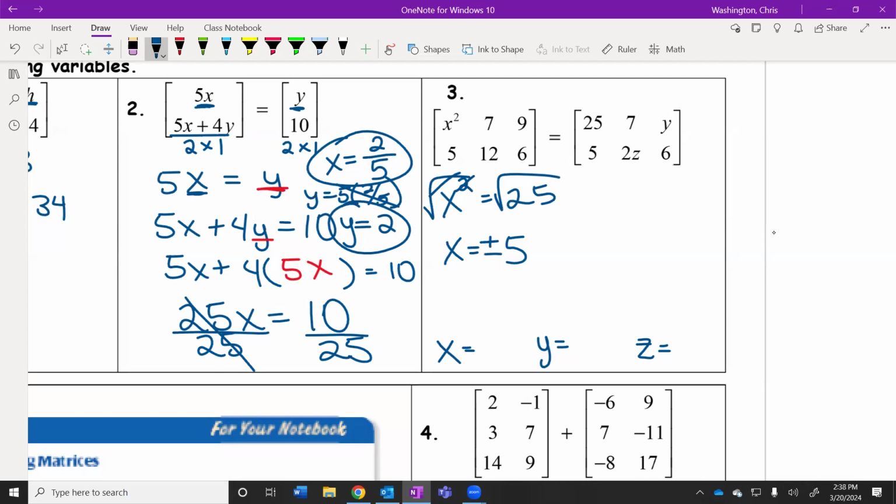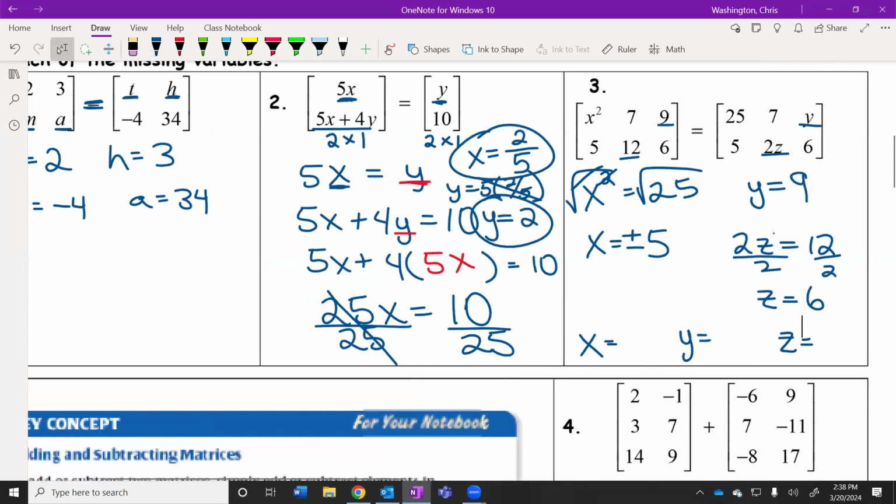Y equals 9, because 9 and y are corresponding elements. There's nothing to solve for there. 12 and 2z are corresponding elements. So we get 2z equals 12. And we can divide both sides by 2. And we get z equals 6.